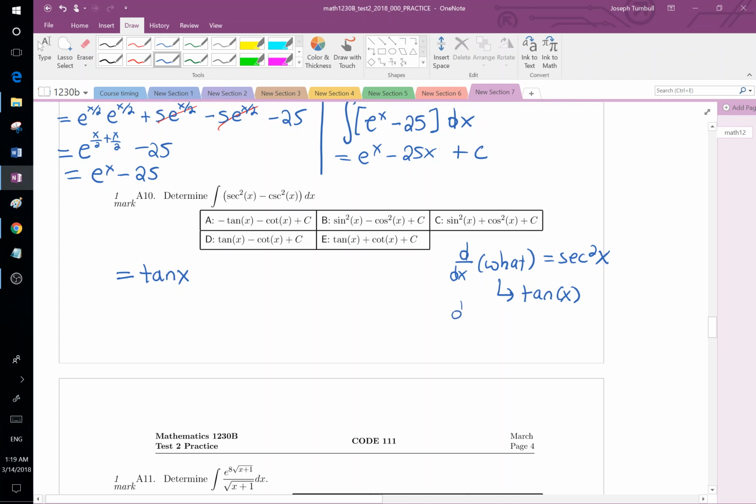Now we need the other part. D by dx of what equals negative cosecant squared of x. And the answer there is cotan. So plus cotan of x plus c. If the question originally had a plus sign in between, we'd have to have a minus cotan of x. So choice C.